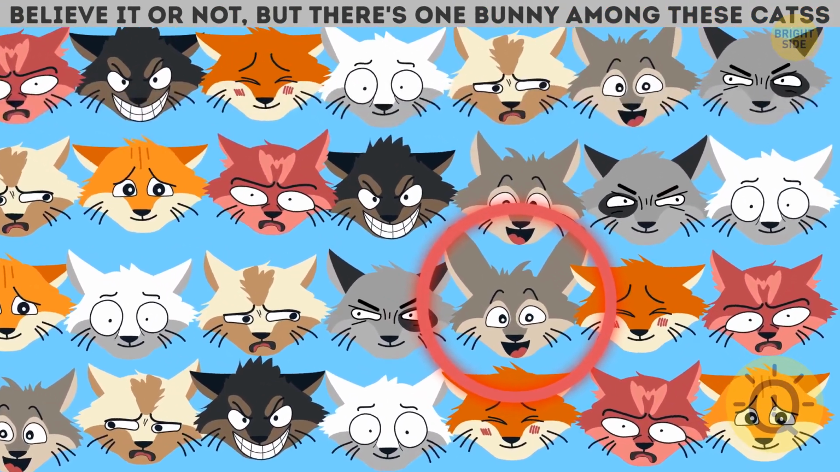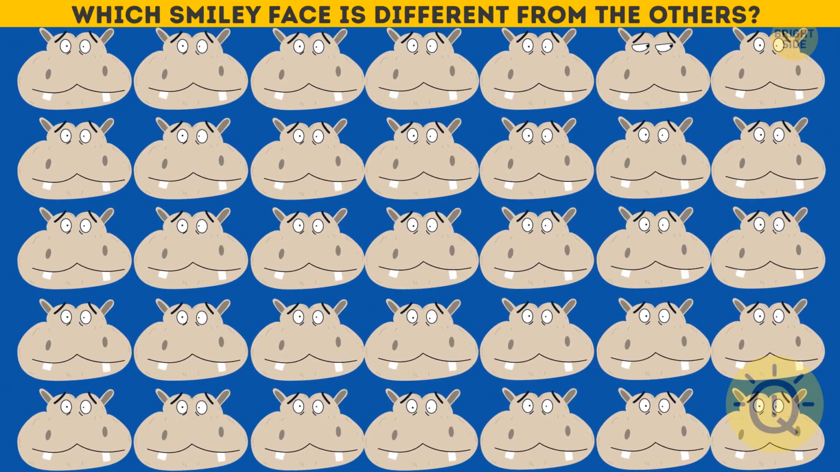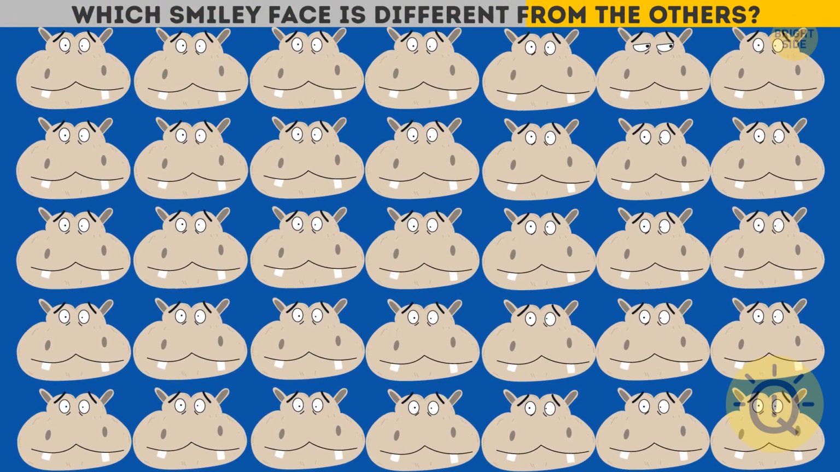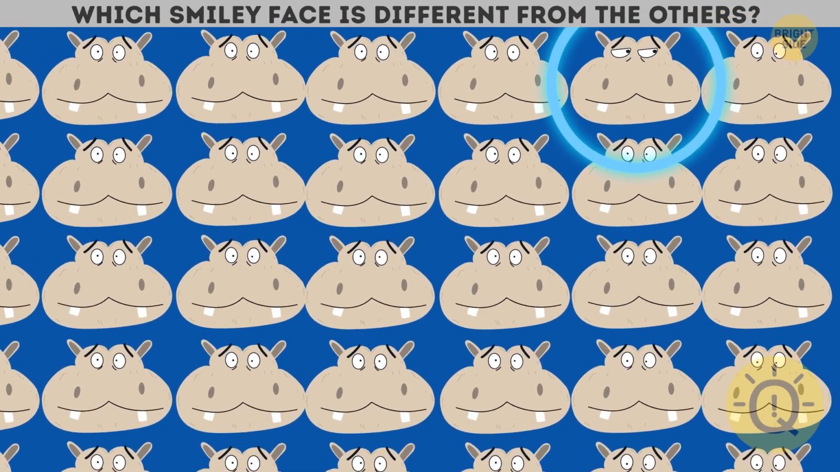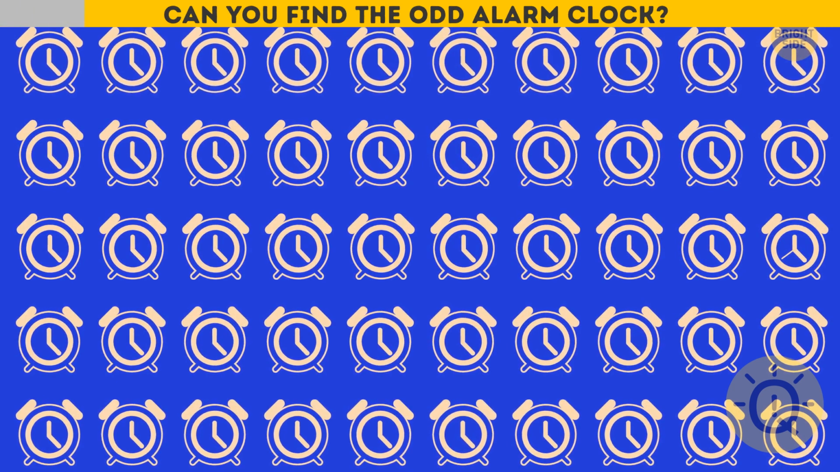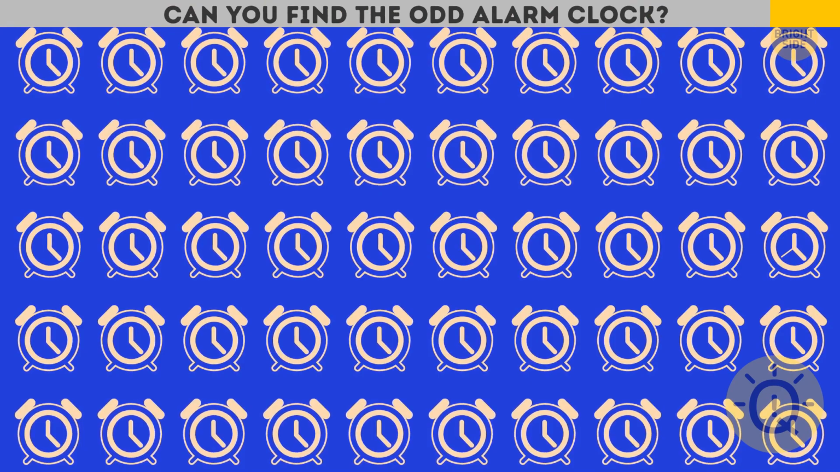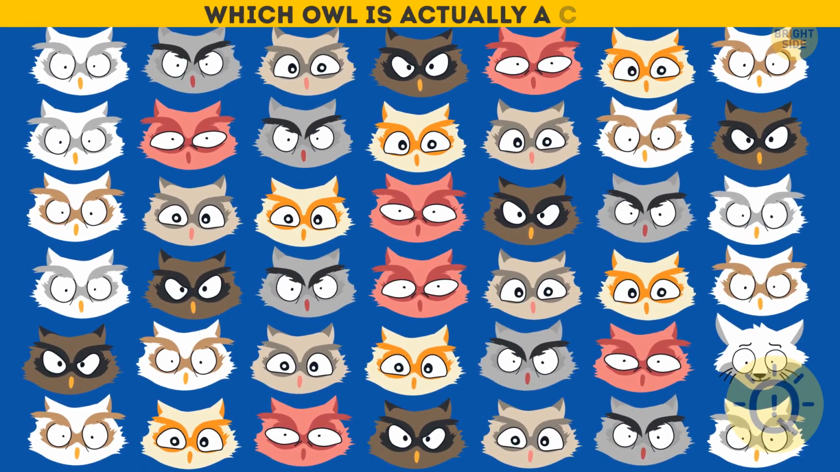Its long ears and teeth have given the rabbit away. Number 45. Which smiley face is different from the others? This one seems to be missing its nose. Number 46. Can you find the odd alarm clock? Incredible! I hadn't noticed one of them has a second hand. Number 47. Which owl is actually a cat?